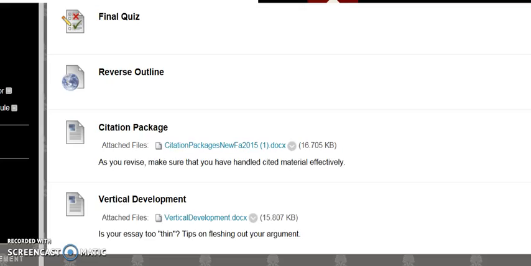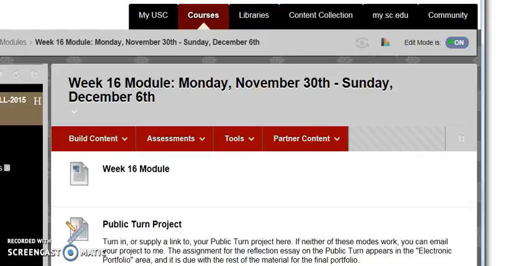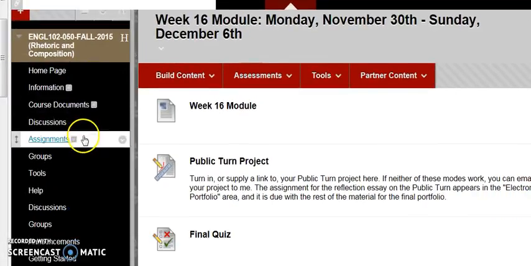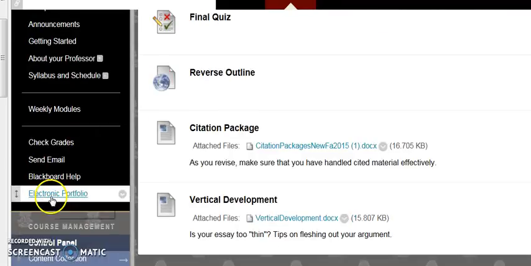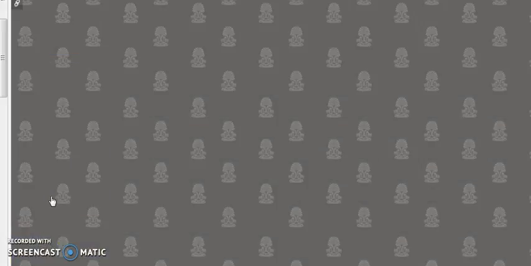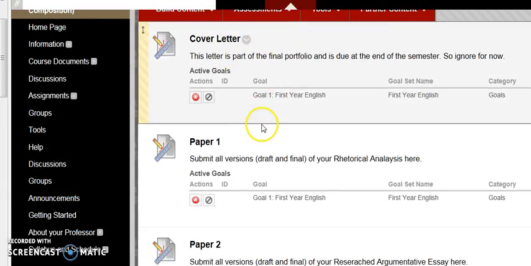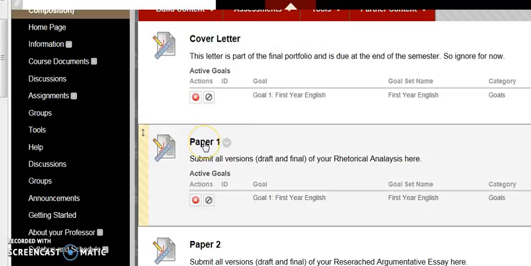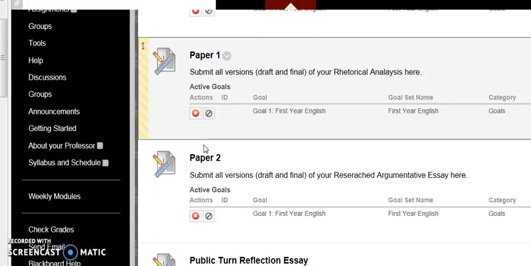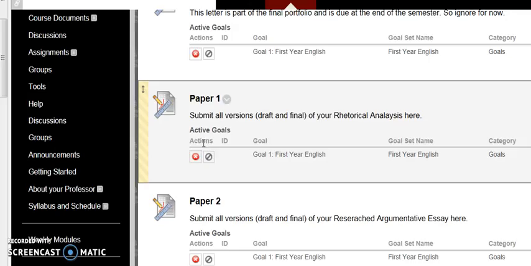Okay, let's take a peek over here. Let me take this down. So if you go over here, here's your electronic portfolio. You'll submit your final version of paper 1 here, using the same assignment that you used for your draft. You'll do the same for paper 2. These things will be time stamped, so I'll know that the one turned in first is the draft and the one turned in last is the final.